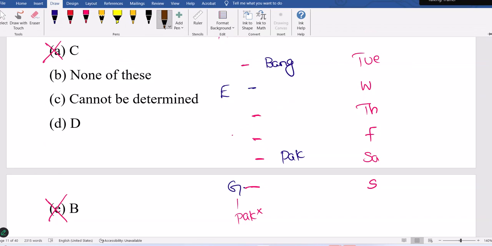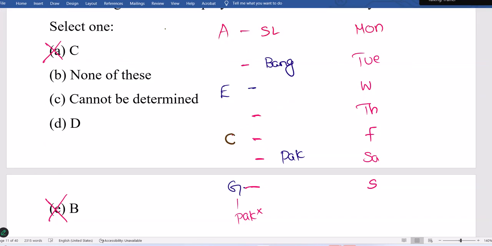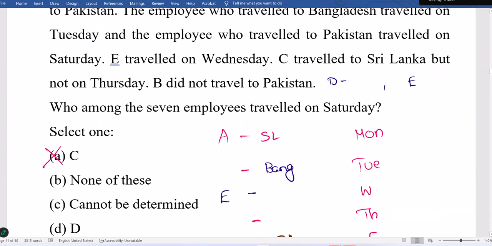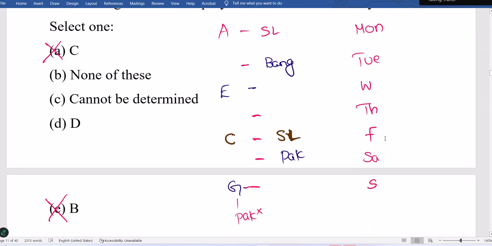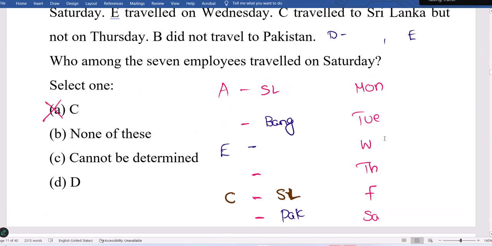Why did you decide C on Friday, sir? Guys, listen. C must be Sri Lanka on Friday. The only reason is that two slots are available, Thursday and Friday. Okay, C is on Sri Lanka but not on Thursday. So Thursday is not possible, which means C must be on Friday. Right.